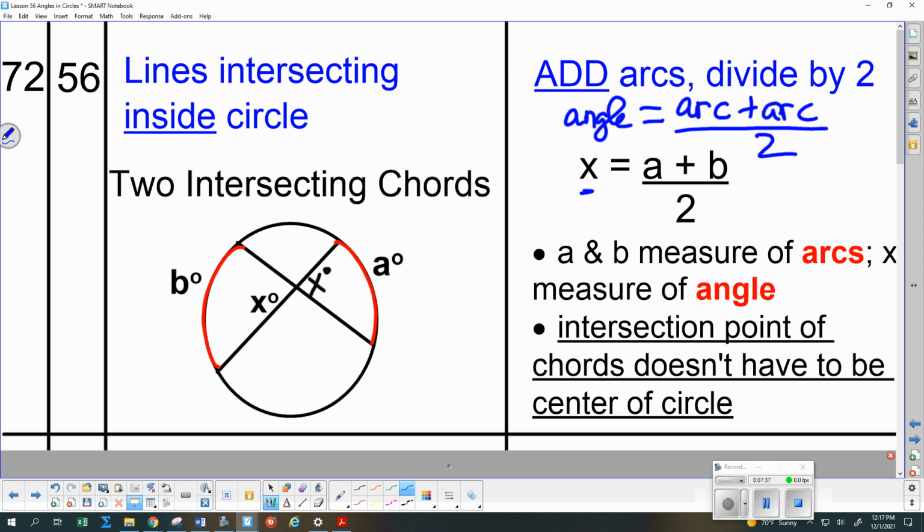So you'll be better off memorizing this as angle equals arc plus arc over 2. And that's what we're going to write down first when we do any of these problems. This is what is true anytime the lines intersect inside the circle. So far, so good.